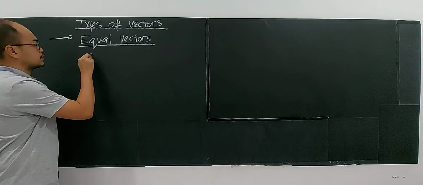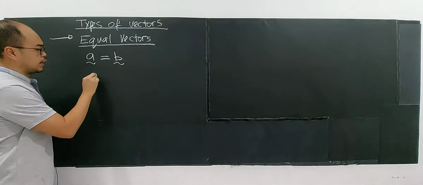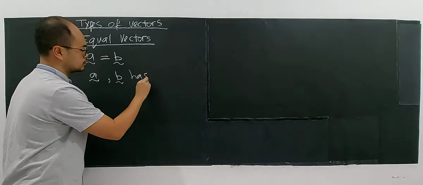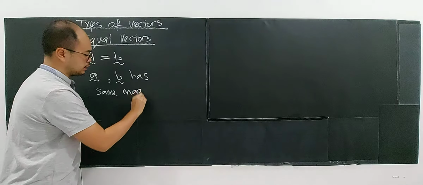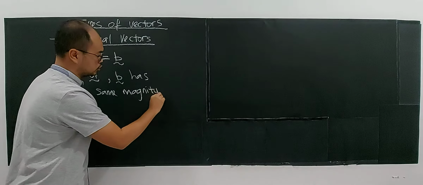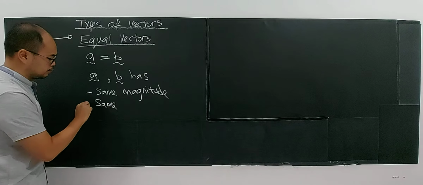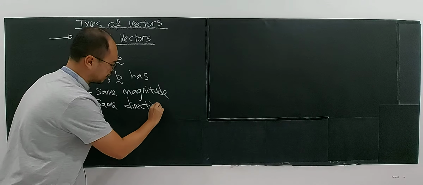Let's say vector A is equal to vector B. Then we say that vector A and vector B have the same magnitude, and the same direction. This is the key point here. So they have the same magnitude and they have the same direction.